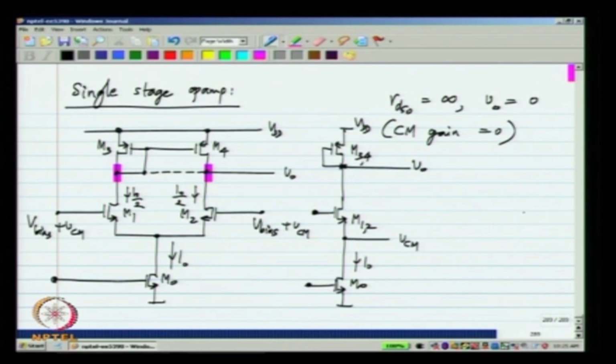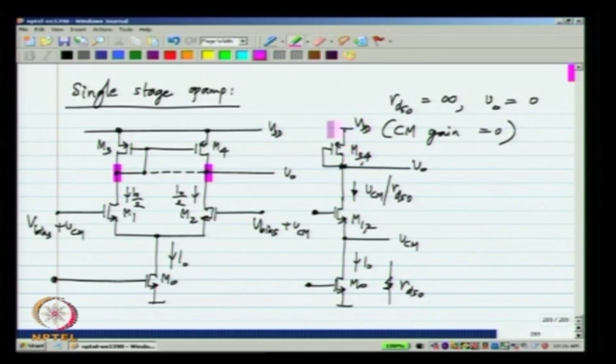Now, we know that this answer is different when you have body effect and also when you have a finite resistance RDS0 for M0. I will let you work out the exact result. Here I will approximate the voltage at the source by VCM. Now, if this is VCM and the transistor M0 has an incremental resistance RDS0, the incremental current in this transistor will simply be VCM divided by RDS0.